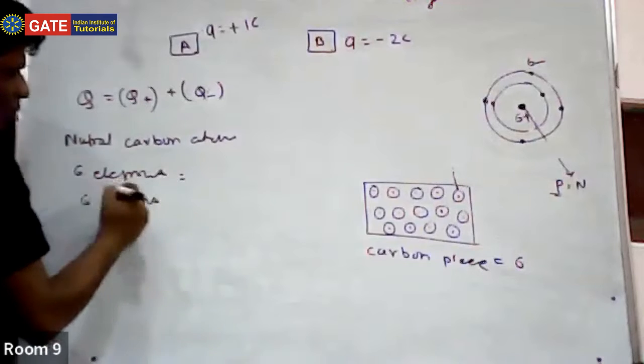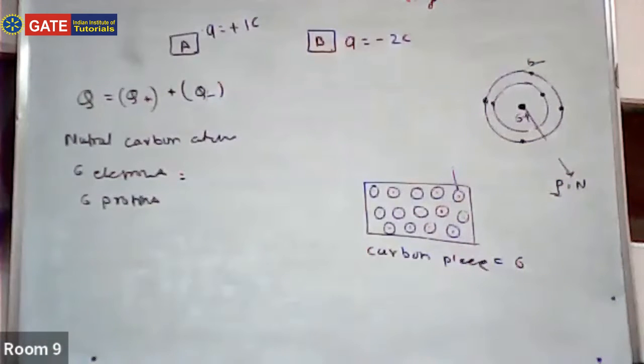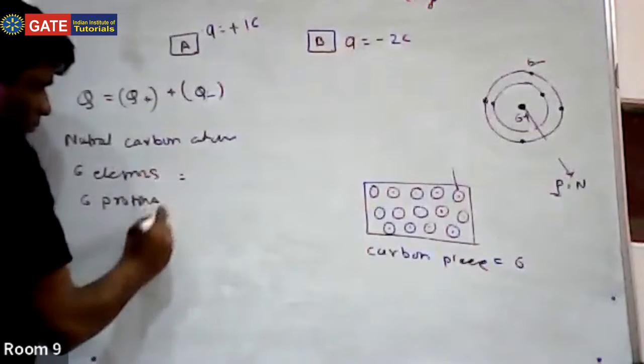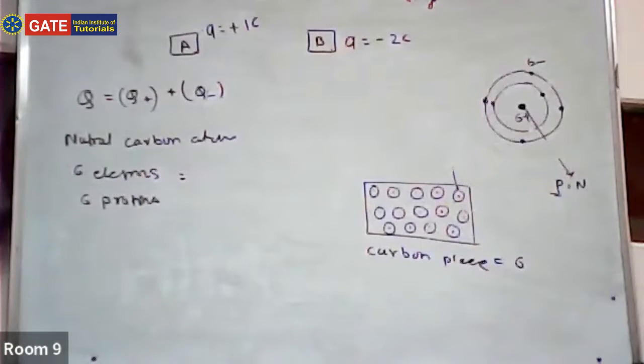Now tell me, what is the amount of positive charge and what is the amount of negative charge in the neutral carbon atom? What is the amount of positive charge? What is the amount of negative charge?